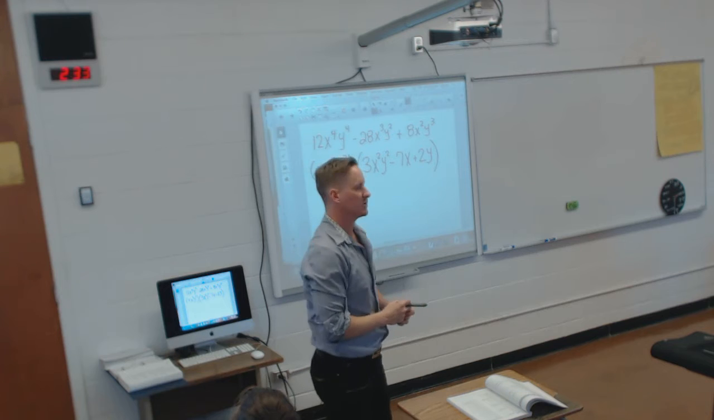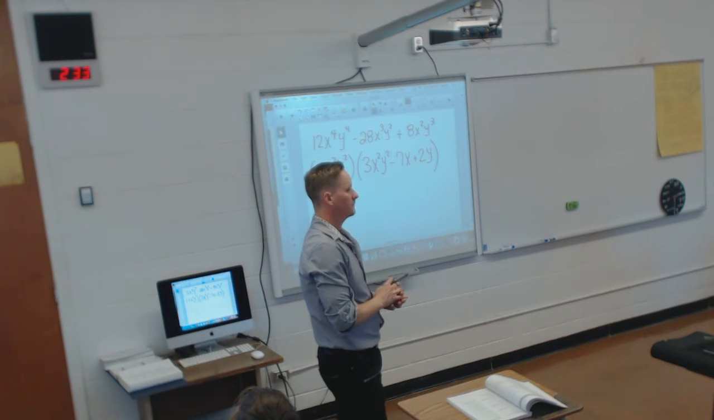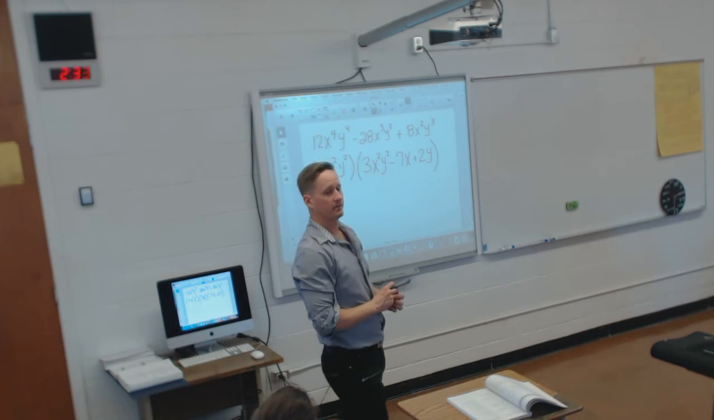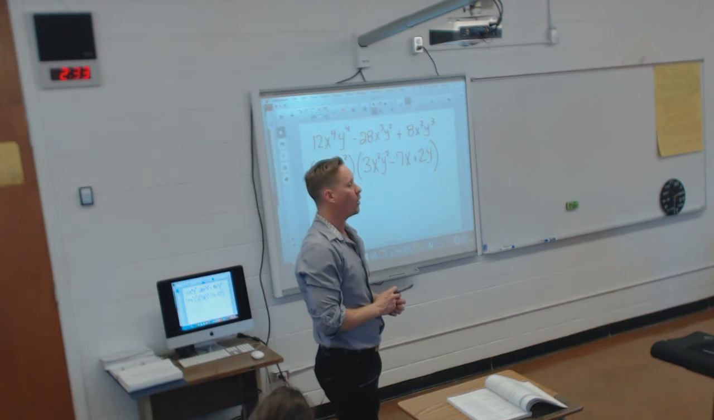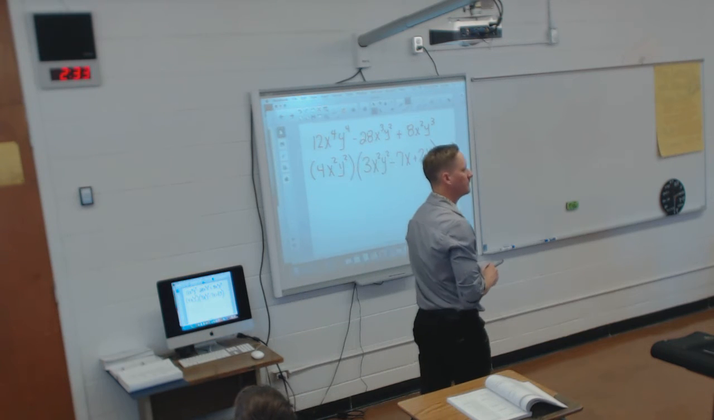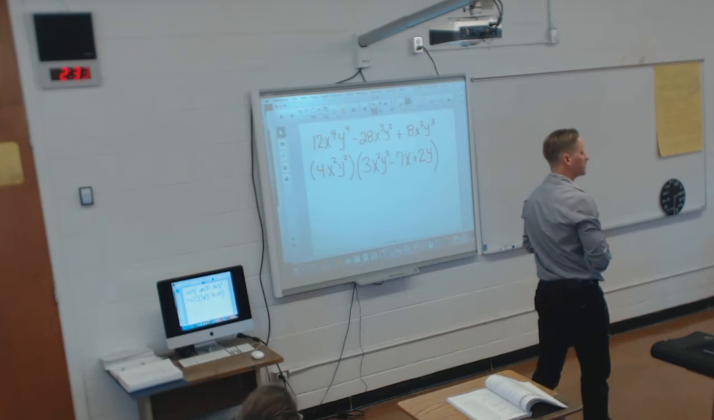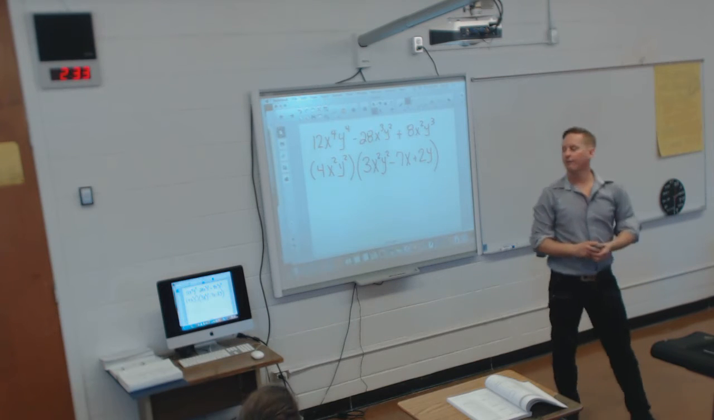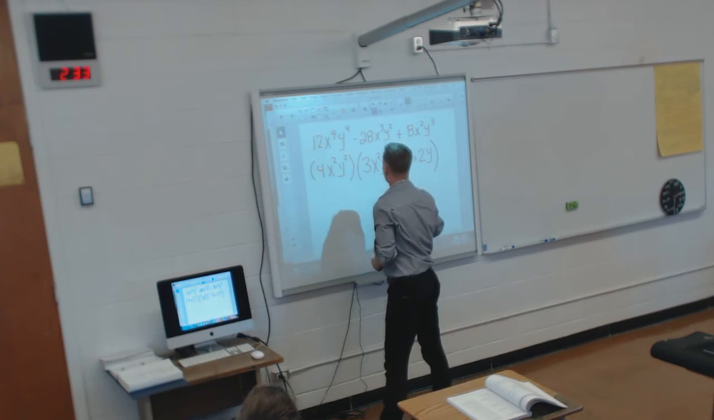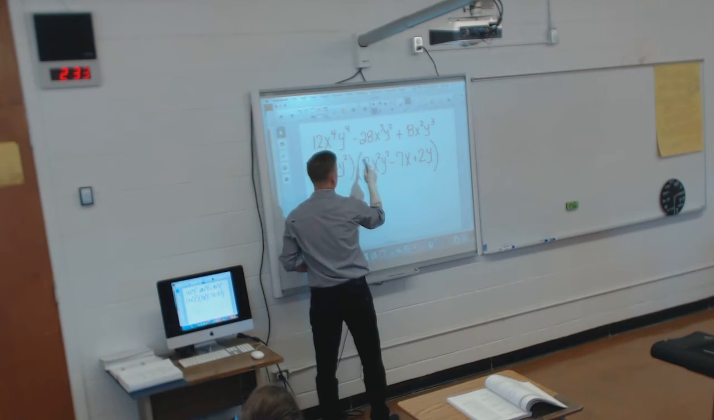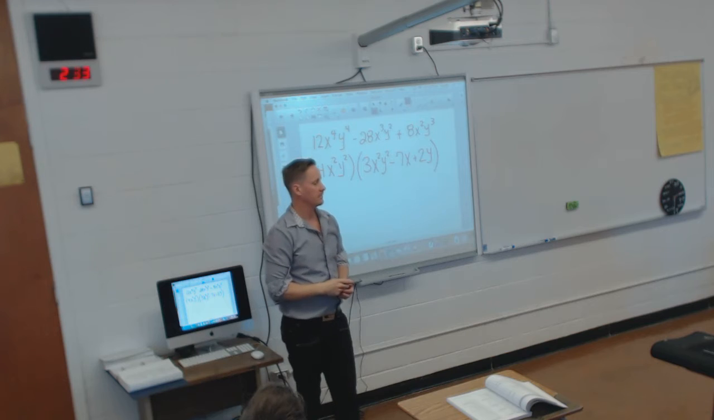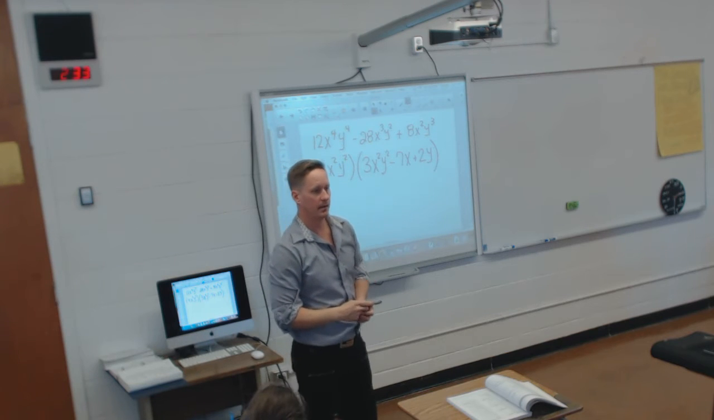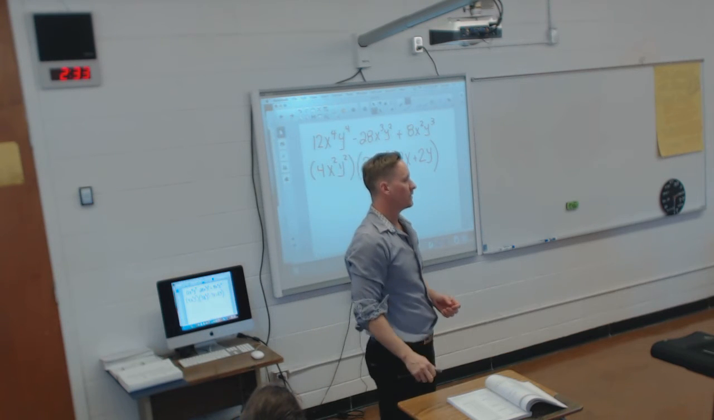Greatest common factor is what? 4x squared y squared. The whole thing is the greatest common factor. That's why it goes in front. Now, if I were to multiply it through, this times this would give me that. This times this gives me that. This times this gives me that. Okay? How are we doing so far?